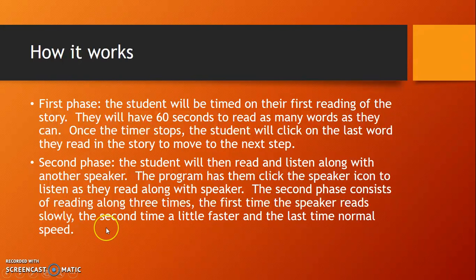How it works. In the first phase, the student will be timed on their first reading of the story. They will have 60 seconds to read as many words as they can. Once the timer stops, the student will click on the last word they read in the story to move to that step. In the second phase, the student will then read and listen along with another speaker. The program has them click the speaker icon to listen as they read along with the speaker. The second phase consists of reading along 3 times. The first time the speaker reads slowly, the second time a little faster, and the last time at normal speed.